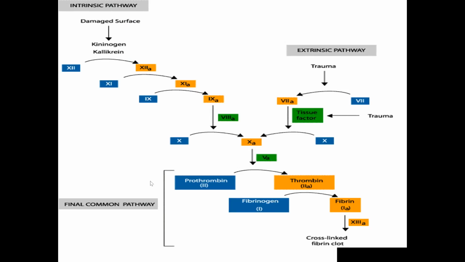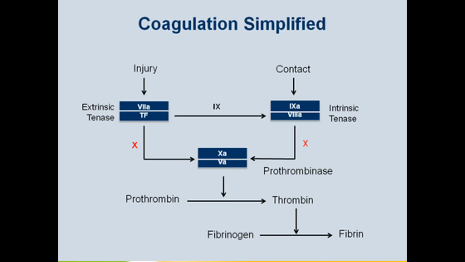So the final common pathway is the conversion of fibrinogen to fibrin, by prothrombin getting converted to thrombin, which activates the fibrinogen to form the fibrin. And factor 13A helps in the cross-linked fibrin clot. And of course, later the fibrin clot will be lysed depending upon the requirement. Excess clot will be lysed to remove the unwanted clot formation. So this is the very simplified picture of the steps.